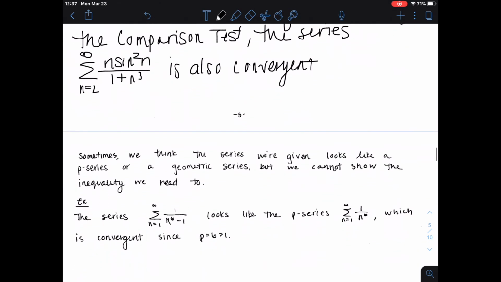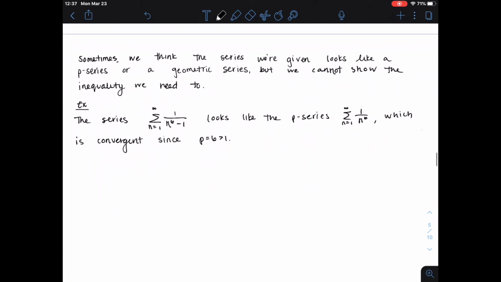So let's look at the series, which is 1 over n to the 6 minus 1. Same thing again, if you ignore this minus 1, you get 1 over n to the 6. That's a convergent p-series since the value of p is 6, which is bigger than 1. If we wanted to use the comparison test on this, we would need to show that our series is smaller than 1 over n to the 6. So this way, we sum up something finite, our terms are smaller, it also sums up to finite.